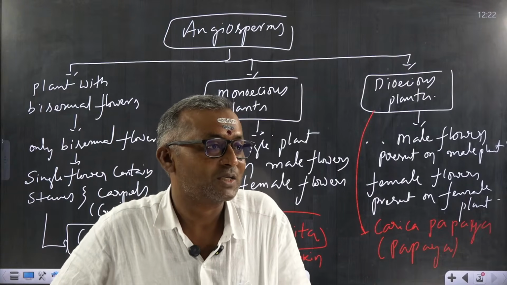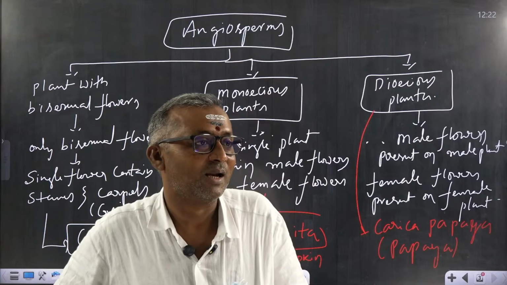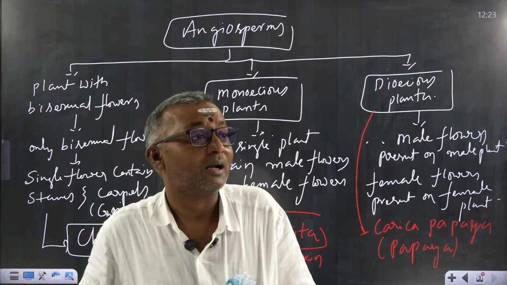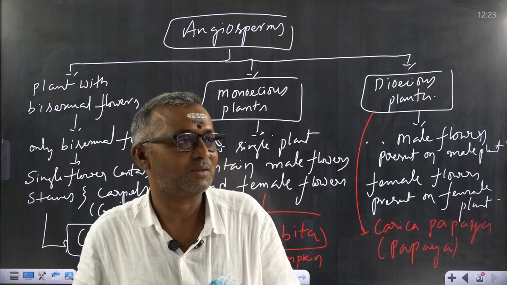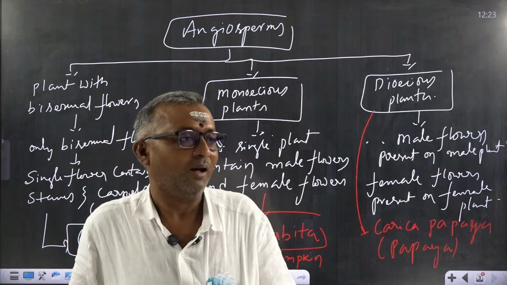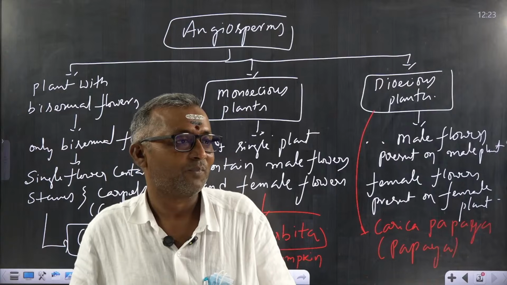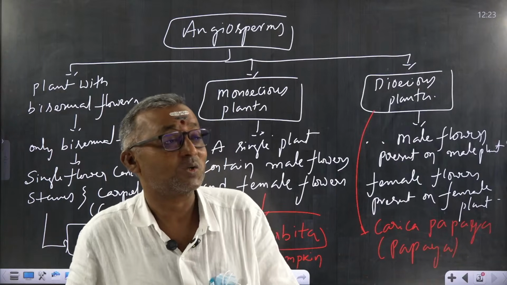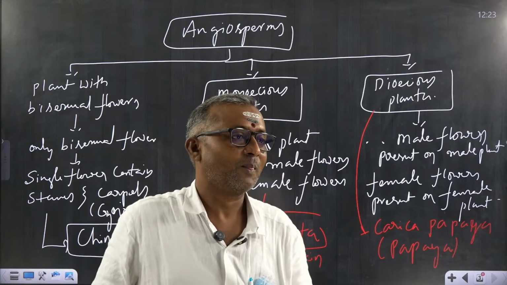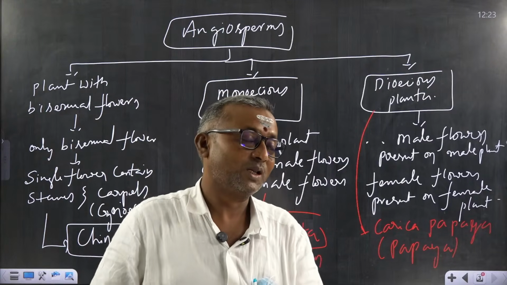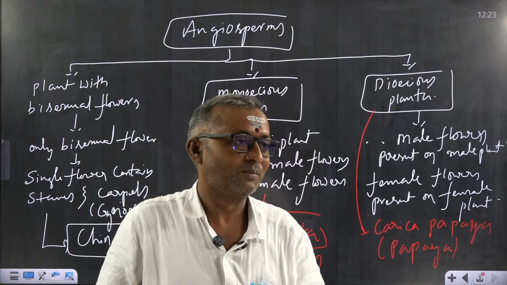Why are dioecious plants genetically more diverse than monoecious plants? That I will tell you when we go for sexual reproduction, not now, because it is all linked with the pollination chapter. So there you will get the clarity about your question.